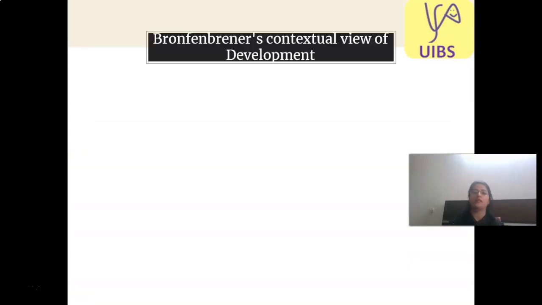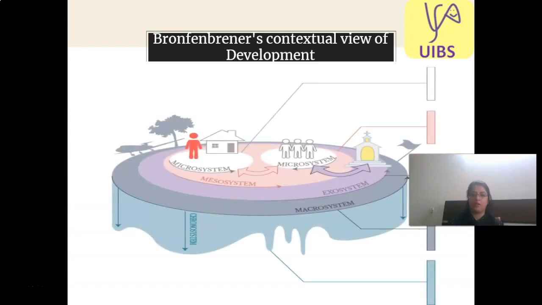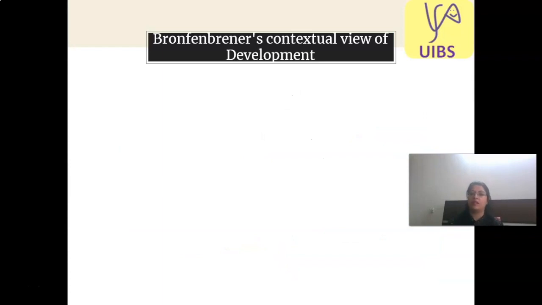Now let's understand the context of development, the environment of development, a lot more in detail. This is the entire context of development. This was given by Bronfenbrenner. It's very famous, very important for us to understand. So he gave these different systems that influence the growth and development of an individual. The microsystem, the macrosystem, the mesosystem, exosystem, all of these. Now let's understand what all these different contexts of development are.